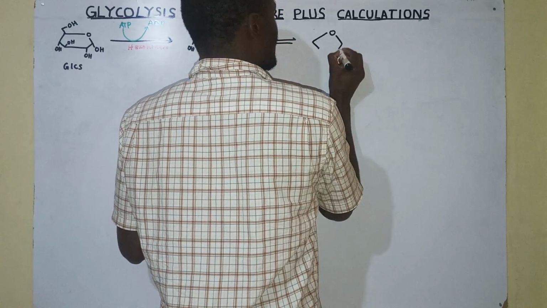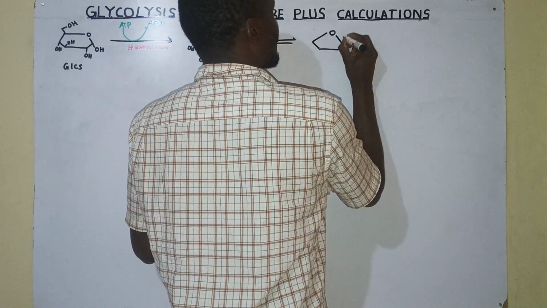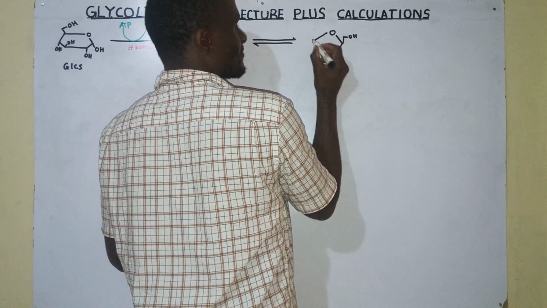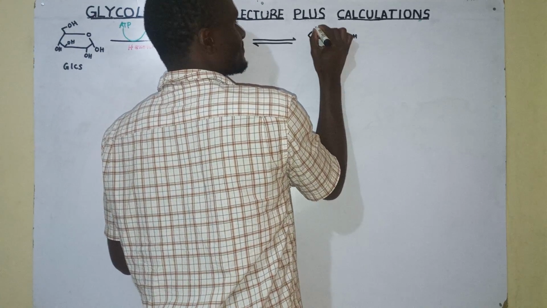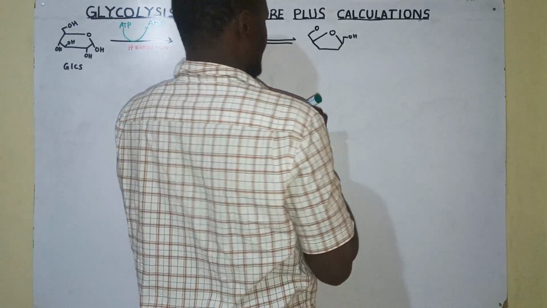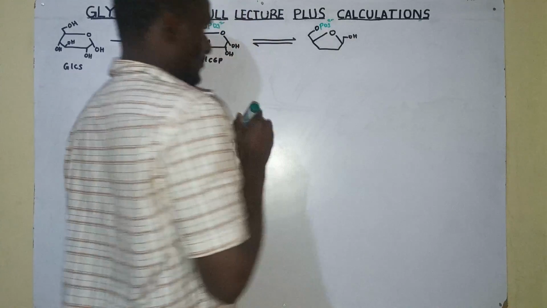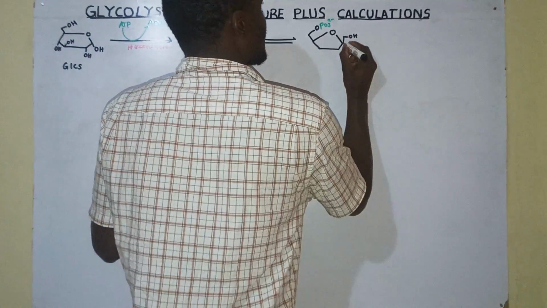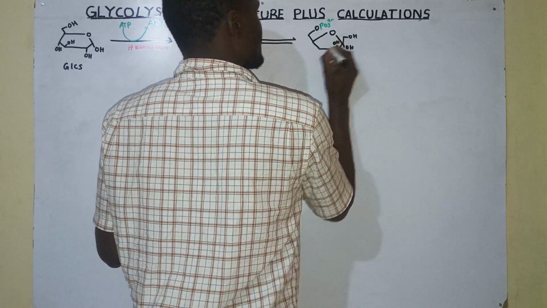So let me first of all draw fructose 6-phosphate. So for fructose, this is carbon number 1, 2, 3, 4, 5. So this is carbon number 6. So our fructose 6-phosphate will look like this. And so this is the hydroxyl group of fructose 6-phosphate.